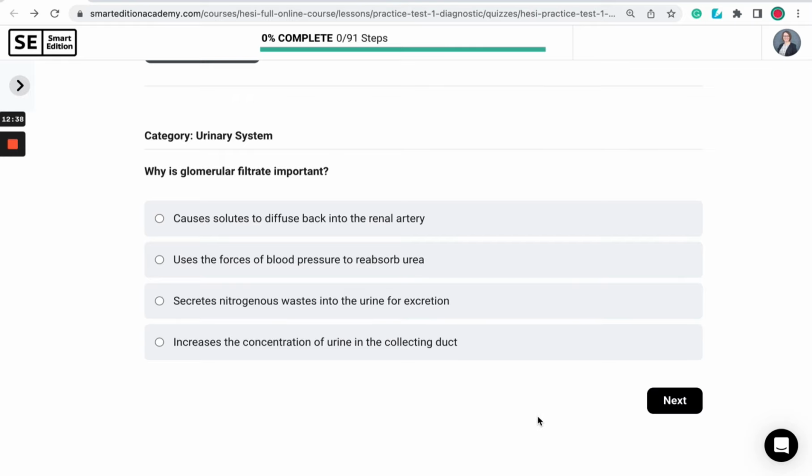Why is glomerular filtrate important? Is it because it causes solutes to diffuse back into the renal artery? It uses the forces of blood pressure to reabsorb urea. It secretes nitrogenous waste into the urine for excretion, or it increases the concentration of urine in the collecting duct.